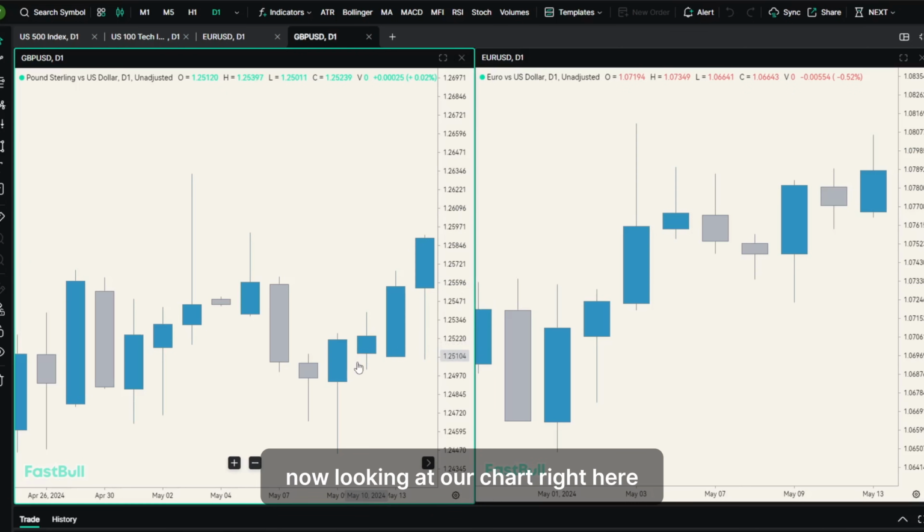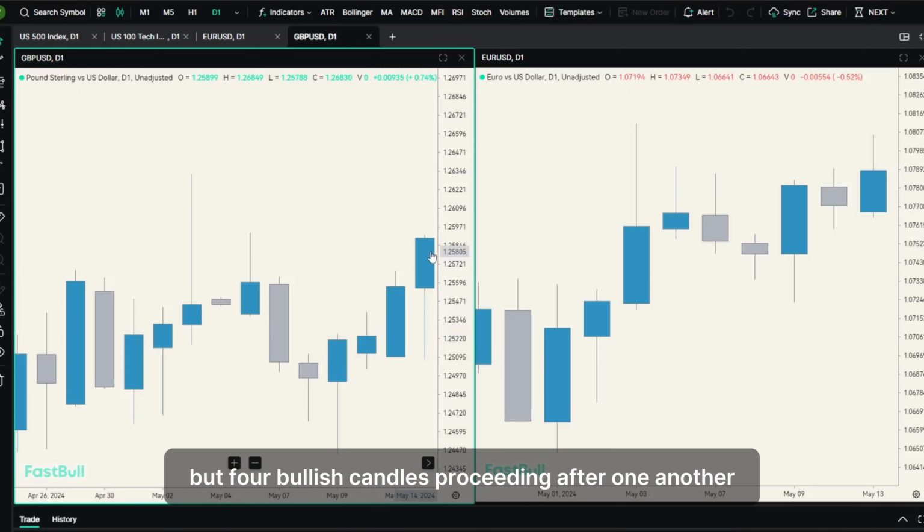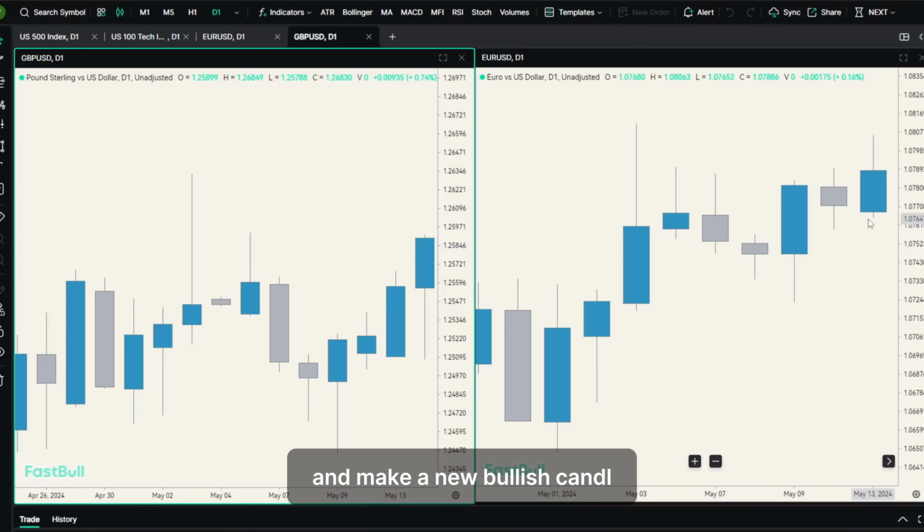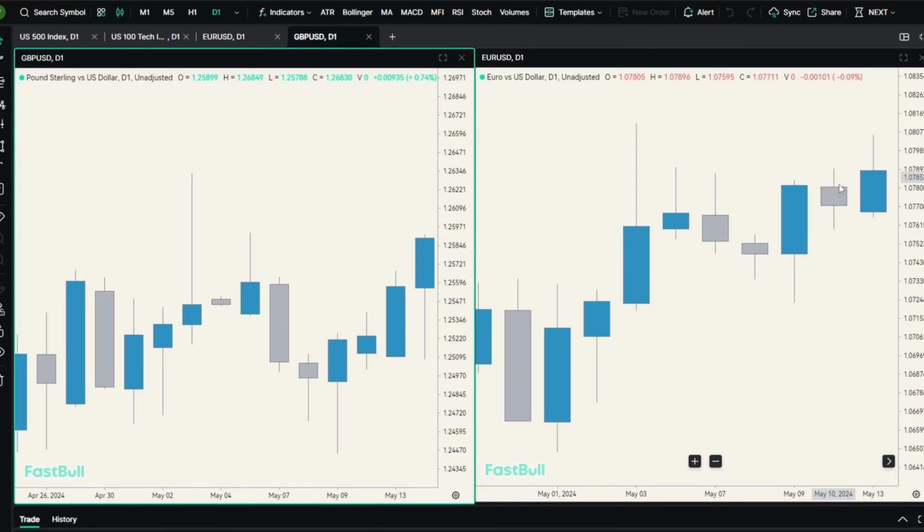Now, looking at our chart right here, we can see that we have not only 1, 2, 3, but 4 bullish candles proceeding after one another. Now, this is a simple conclusion of our CRT model. We can just look for price to just continue this and make a new bullish candle. And on USD, we can see we have an impulse, stop, and go model where price breaks above that previous candle high and looks like it's going to continue higher following this bullish trend. From this point, you can just look for the next candle to also be bullish.